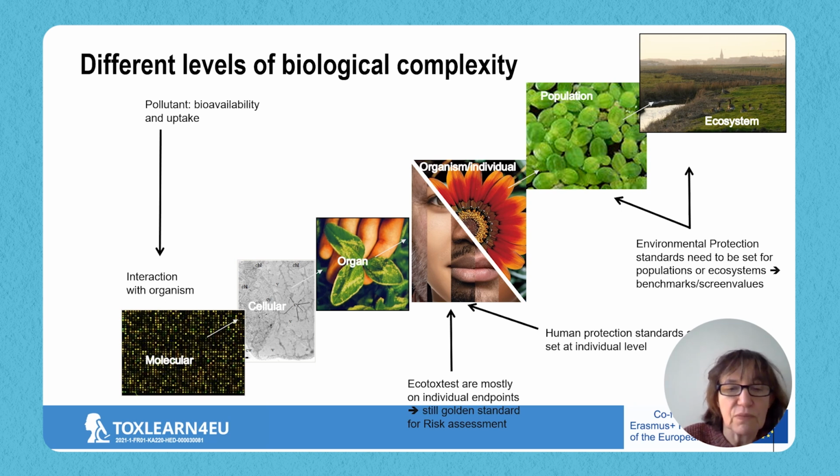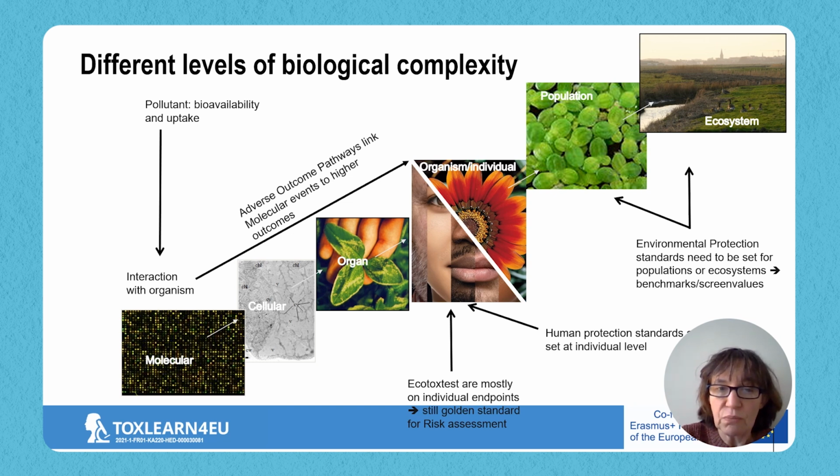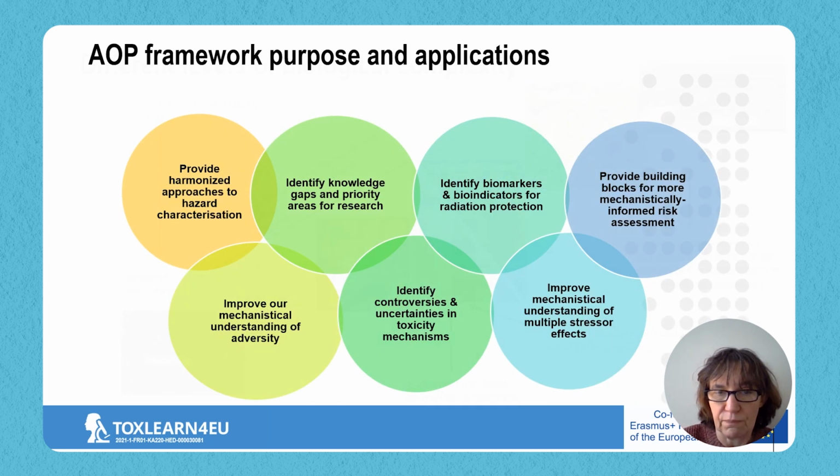As said, the lower endpoints, the lower levels of biological complexity, the organ, cellular, and molecular endpoints, they will pop up earlier, they're more sensitive, and they are better linked to the pollutant as such. So the adverse outcome pathway is a way to link what happens at the molecular level to what happens at organism or population level.